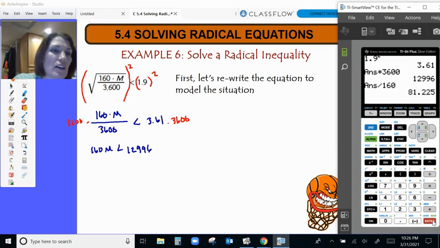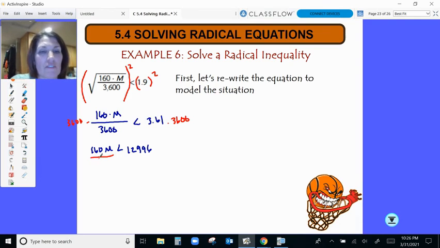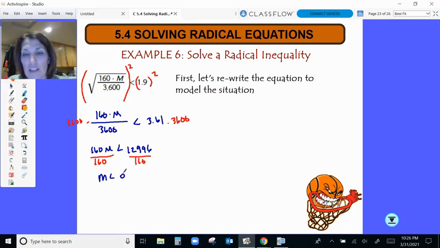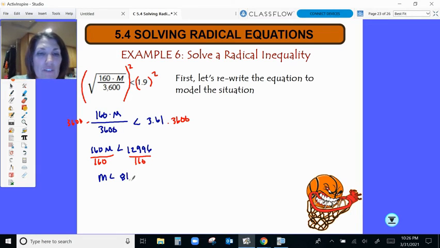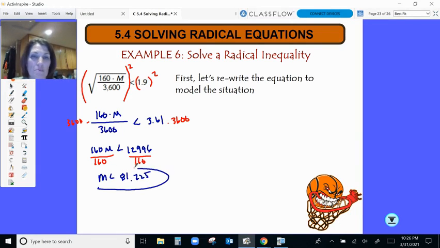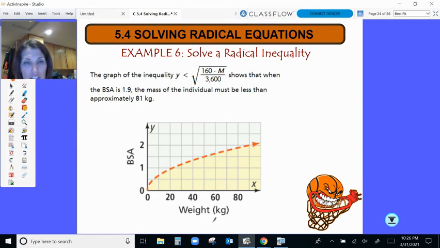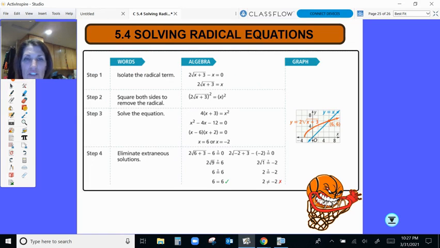81.225. So if I divide by 160 here, we end up with my mass has got to be less than 81.225, right? Yeah, 81.225. Okay, so that's what the mass has to be. Okay, so here's a graph of this particular equation. You can kind of even see if we go over here where the 1.9 right here, it's got to be beneath, right here, beneath here, my 81.